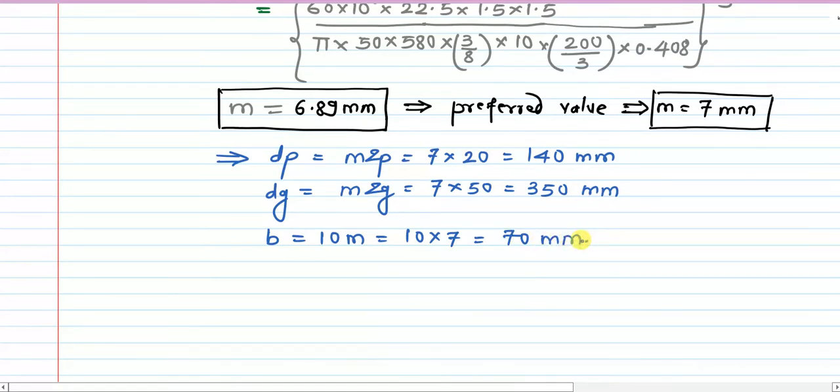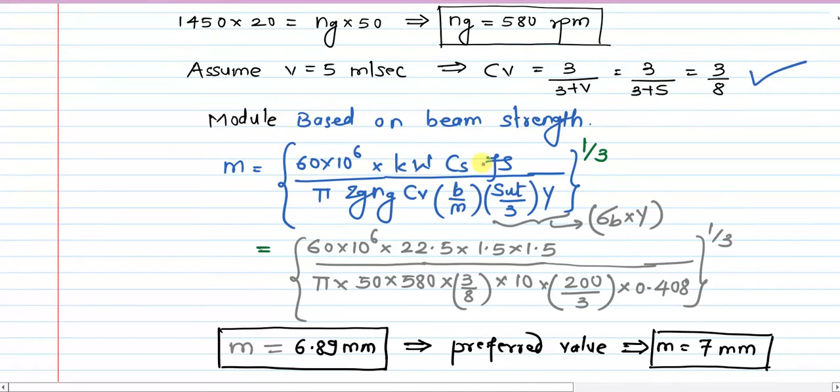So basic dimensions are specified. Now we can check the assumptions that we have made about the velocity. We have assumed that velocity is 5 meter per second. On the basis of that we have calculated module.